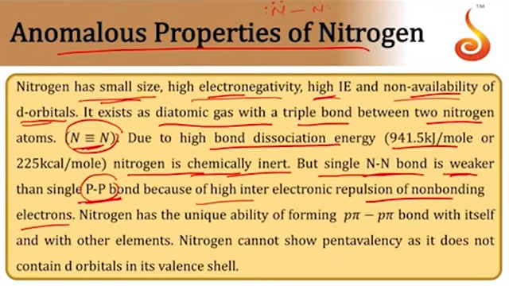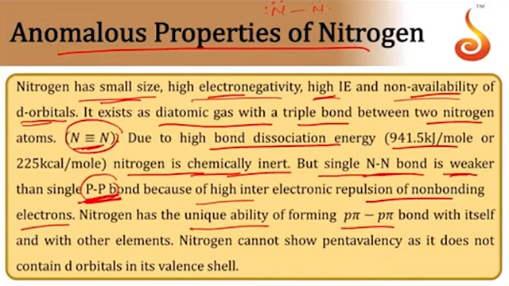Though it has the same number of electrons here, the electron density will not be much, thereby the repulsive force between the non-bonding pairs of phosphorus will not be much. Hence, it is having a stronger bond when compared to nitrogen. Nitrogen has a unique ability to form p-pi bonds.